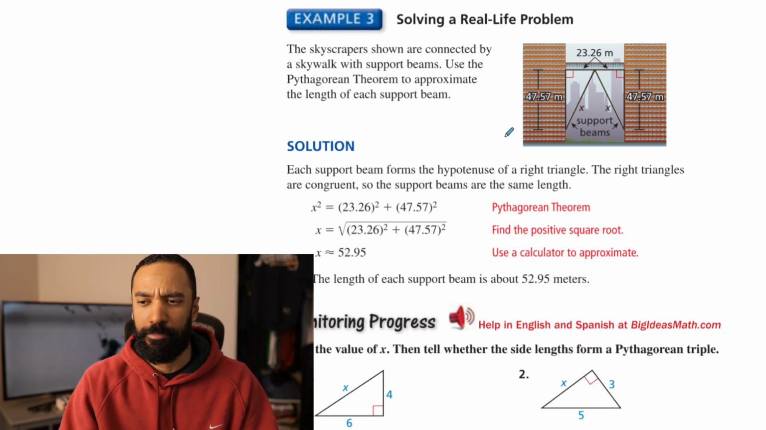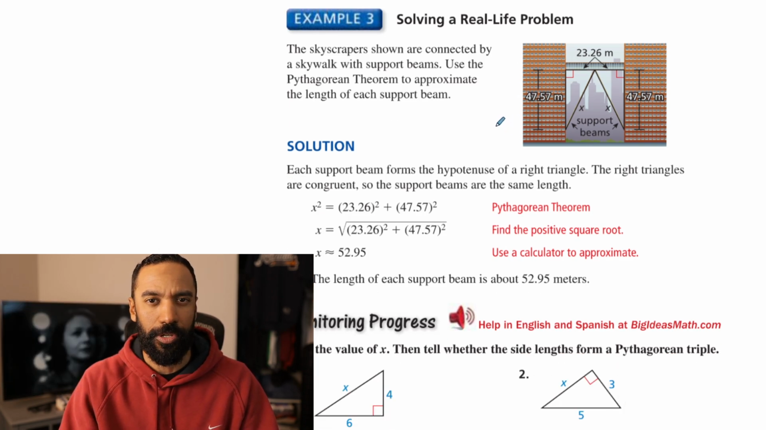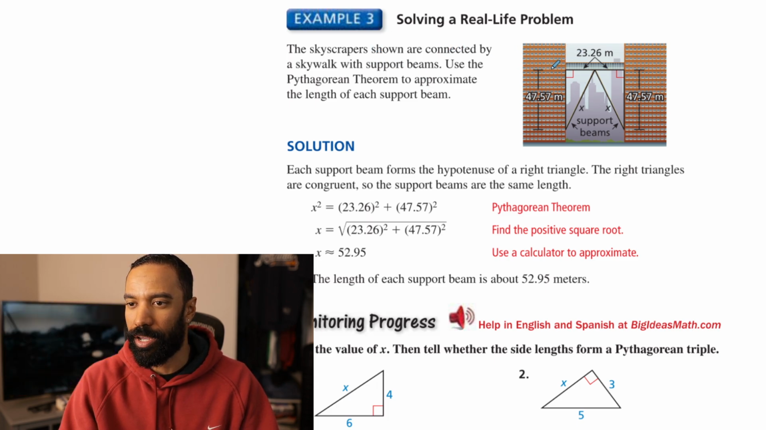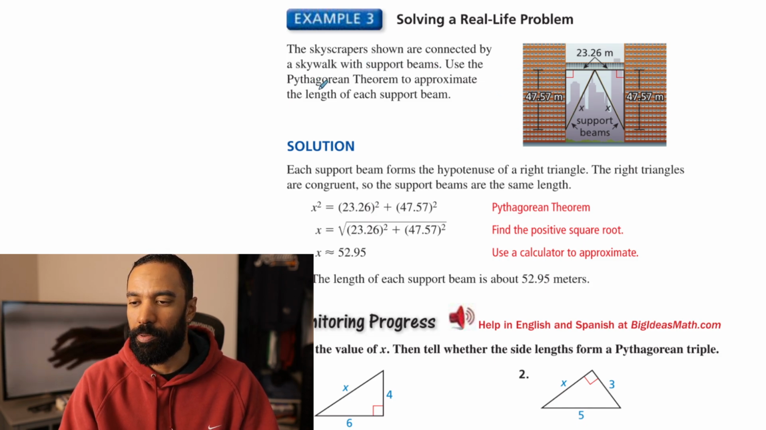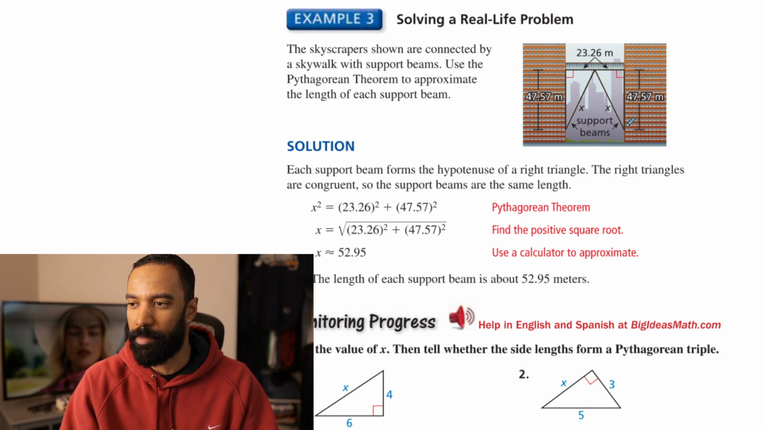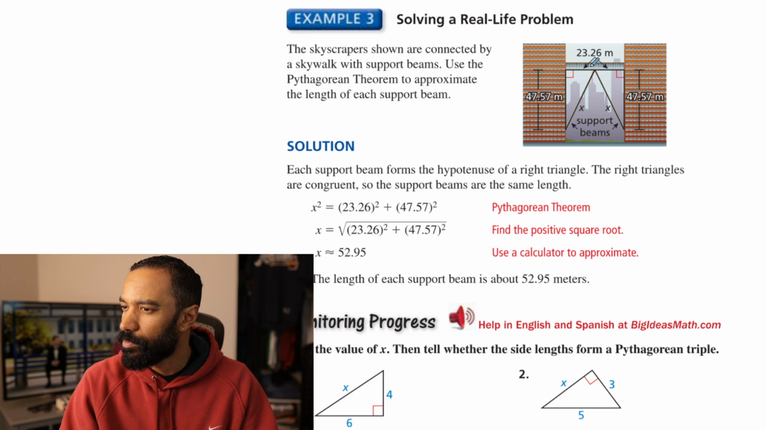All right, solving a real-life problem. Probably a classic thing we're going to see in a lot of word problems for these. The skyscrapers shown are connected by a skywalk with support beams. So here's the skywalk of the two skyscrapers. And here are support beams for it. Use the Pythagorean theorem to approximate the length of each support beam. So these are each 47.57 meters from the skywalk to the bottom of the support beam here. And then 23.26 meters goes all the way across here. Oh, each of these are 23.26 meters.